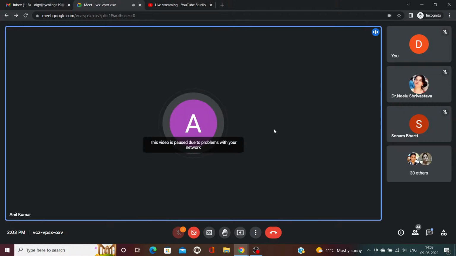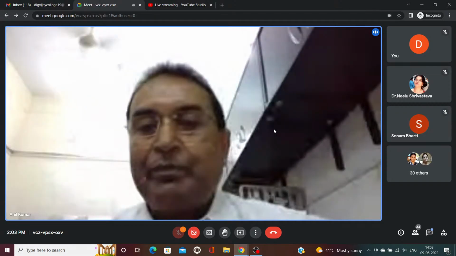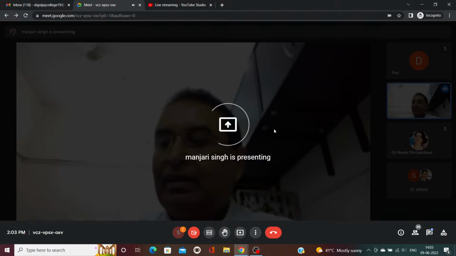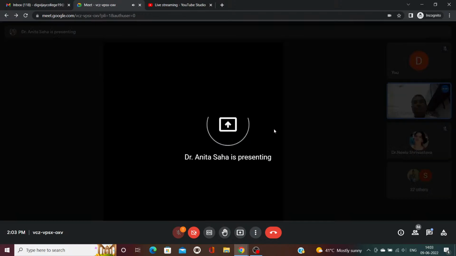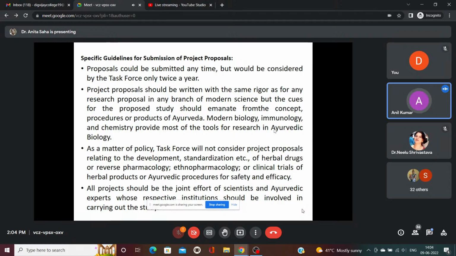Okay. In the SERB, there is also another important program, the Ayurvedic biology program. Again, this program is beneficial for the researchers of our state, because in the Ayurvedic biology program, there is a need for characterization and identification of secondary metabolites from the plant. There is a need to evaluate the influence of compounds of the medicinal plant on our immunological tools. Like that, you can apply under this scheme.